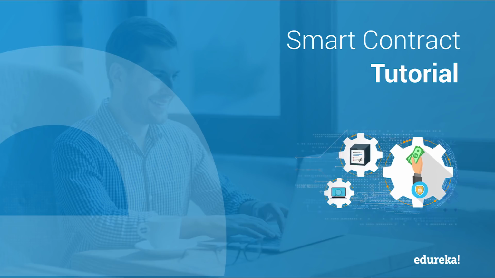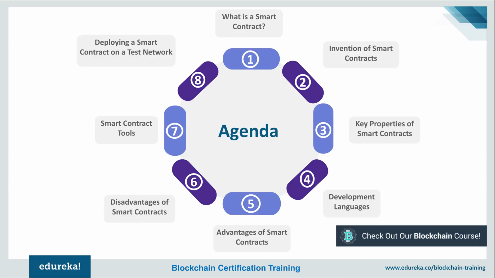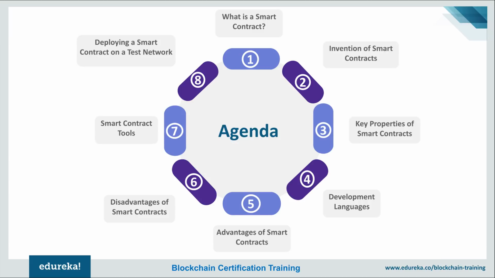So we'll be going over the following topics today. We're going to discuss what a smart contract is, we're going to see who invented smart contracts, and we're going to discuss their key properties. We're going to go through the development languages and the advantages and disadvantages of smart contracts. Furthermore, we're going to see through some smart contract tools that are really necessary for development, and in the end of this tutorial, I'm going to show you all how to deploy your own smart contract on a test network. So without much ado, let's get into today's session.